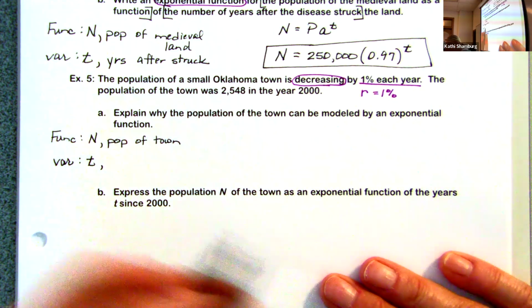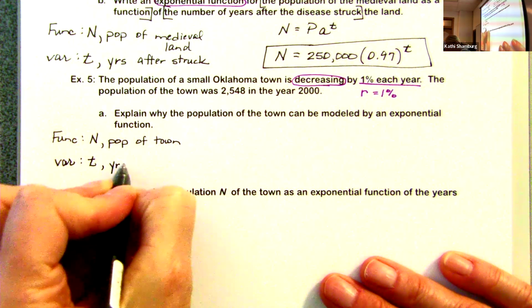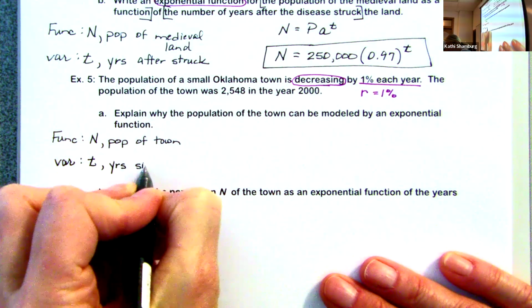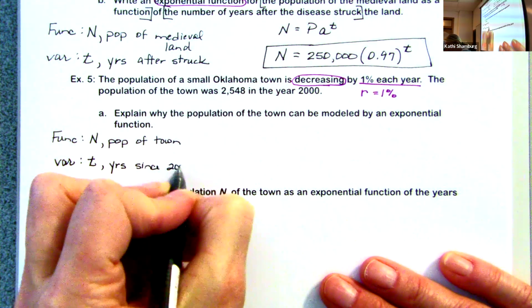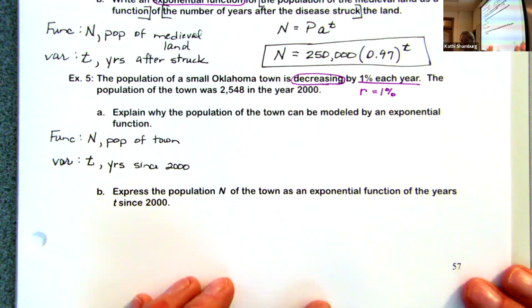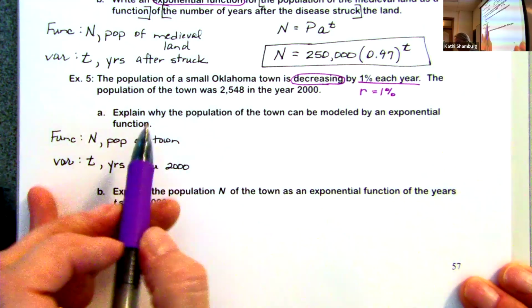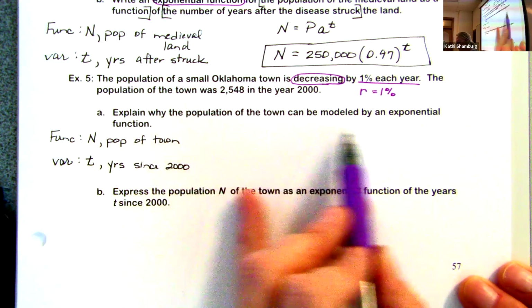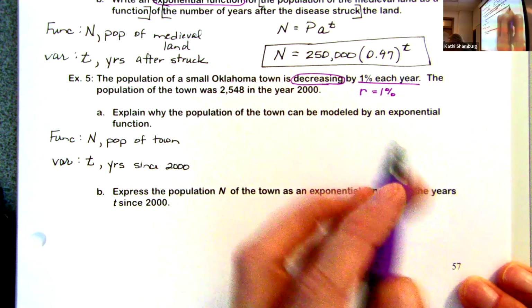Years. And that's what I want to remind you. This is an example. We do have years, but this is since 2000. So be careful of that. Okay. Now, this first question asks, explain why the population of the town can be modeled as an exponential function.